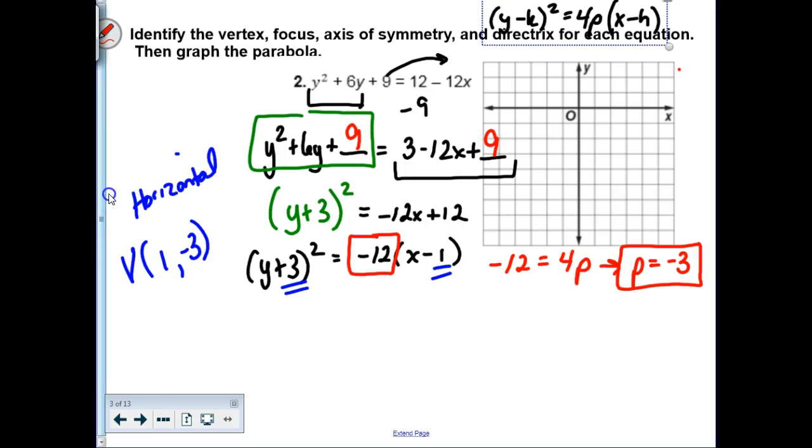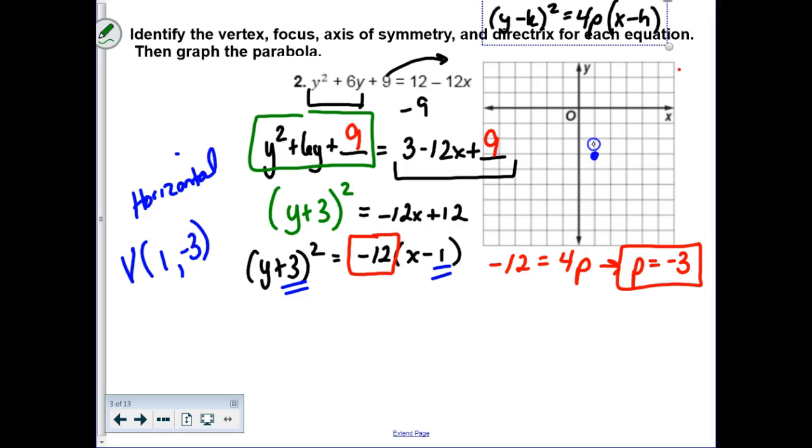Now, on the last question we did, we went ahead and graphed some things, and then we kind of confirmed them as we found them. I think that might be a good approach for us here. I'm going to plot my vertex at 1, negative 3. Now, because the p-value is negative, and this is a horizontal parabola, which direction is it going to open? So they normally open to the right, so if it's negative p, it's going to open to the left.